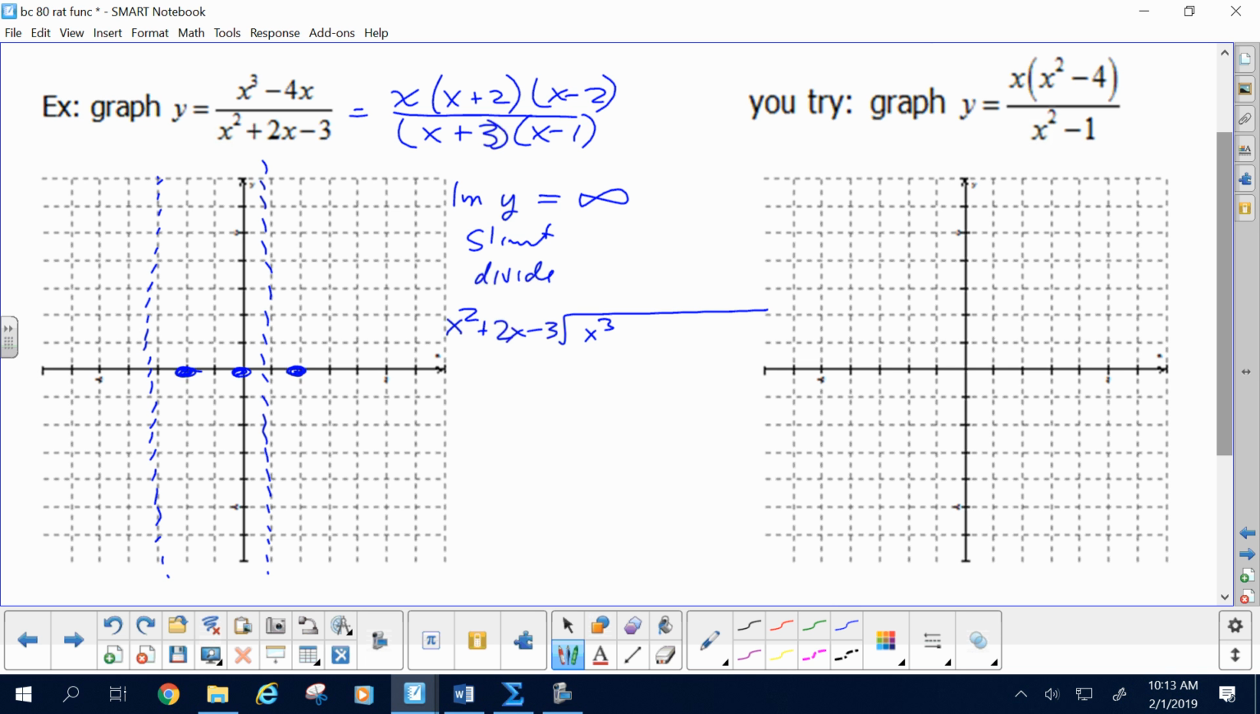X cubed plus 0x squared minus 4x plus 0. All right then. The long division algorithm says you look at the first into the first. How many times does x squared go into x cubed? One time? No. X squared into x cubed goes x times, or 1x times. If I divide x cubed by x squared, I'm left with an x. Now I multiply: x cubed plus 2x squared minus 3x. Then I change signs.